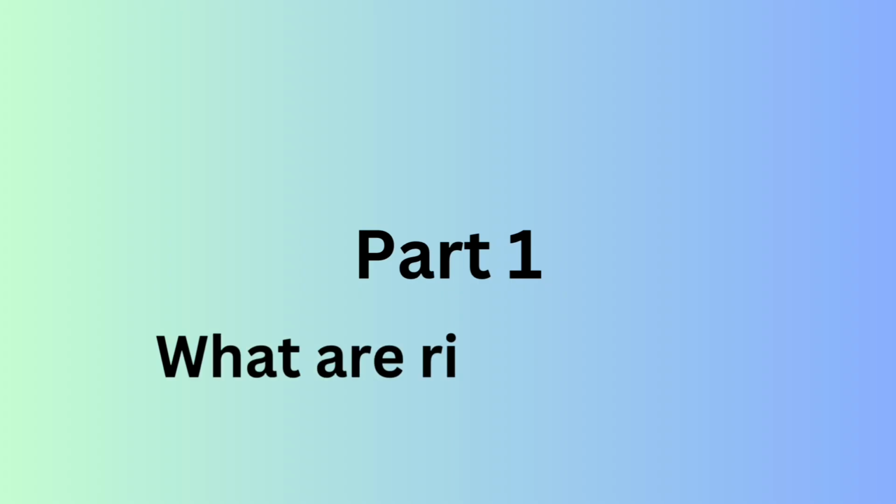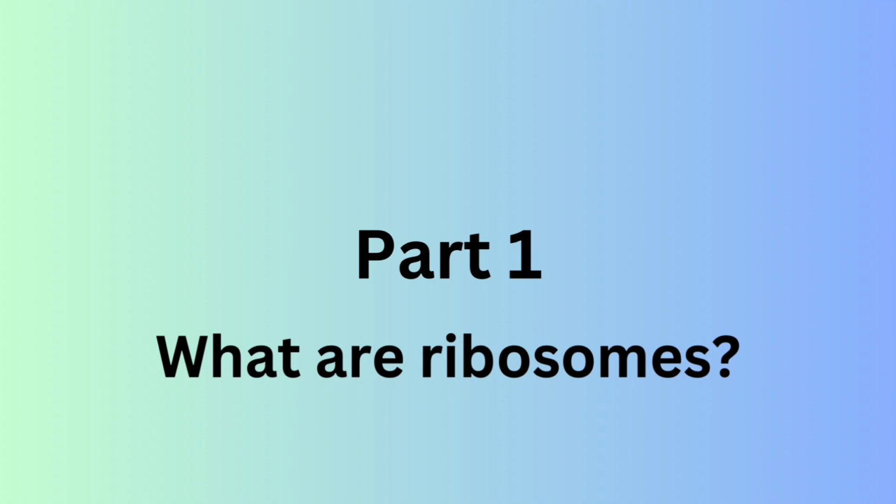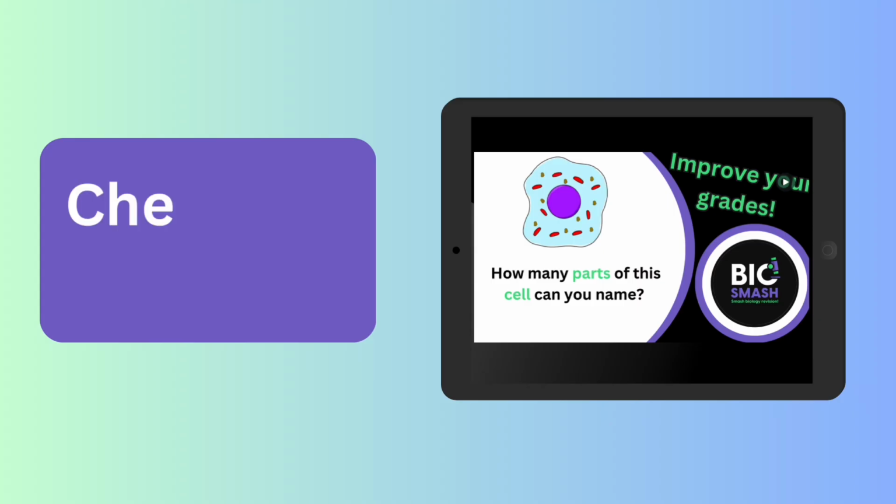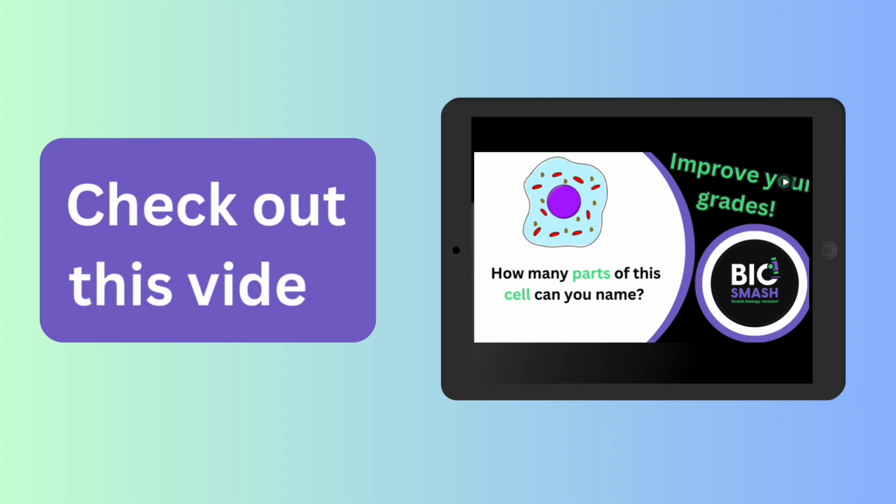So let's get started and look at what ribosomes actually are. Hopefully you recognise this diagram of a cell and you know that these are ribosomes. But if you don't know what I'm talking about, you might find it helpful to watch this video, which revises the different parts of cells, and I'll put the link below.